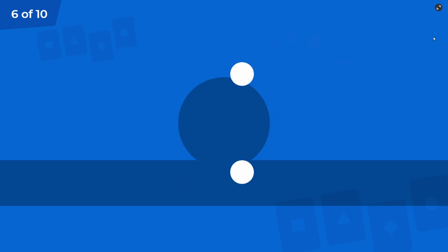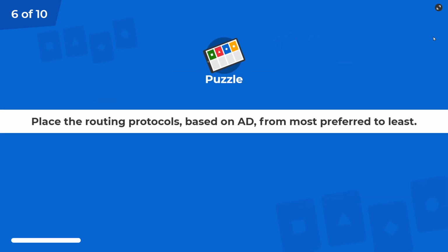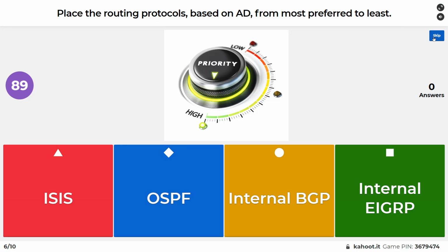Question 6 of 10. It's a puzzle. I love a puzzle. Double points. Place the routing protocols based on AD, administrative distance. Be careful on this one. From the most preferred to the least preferred.